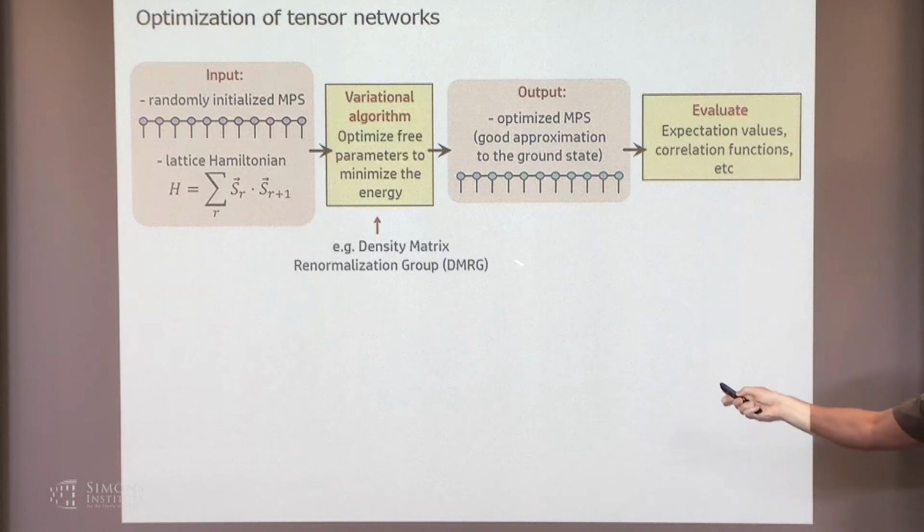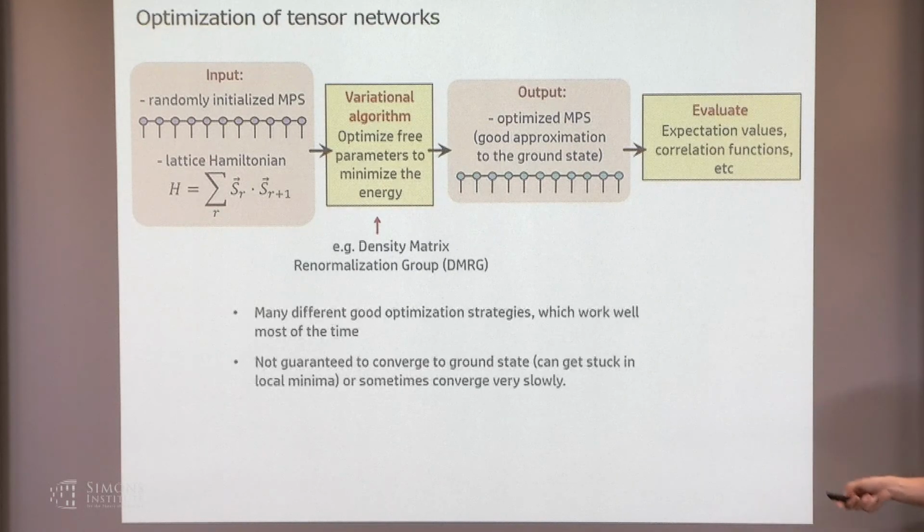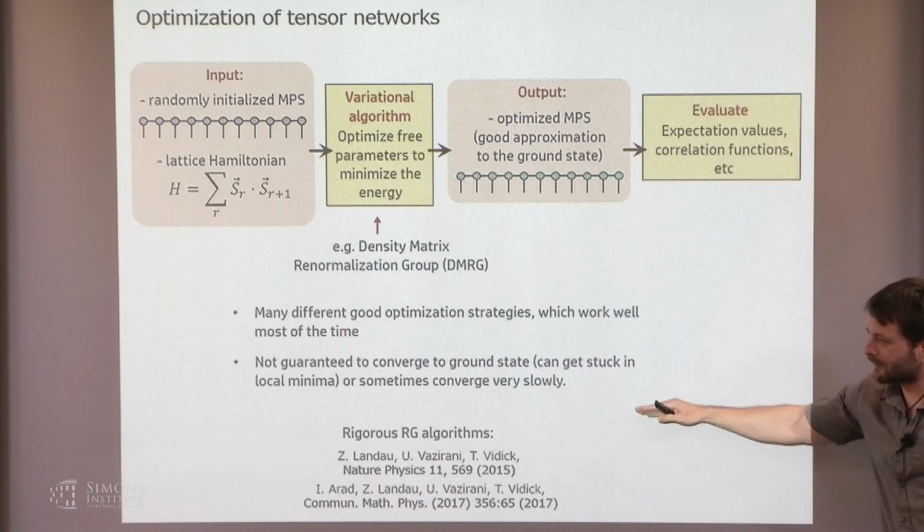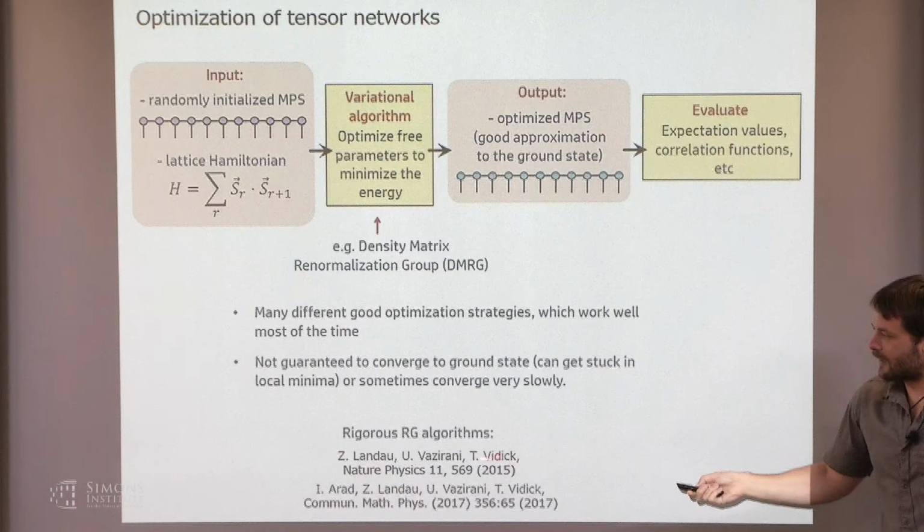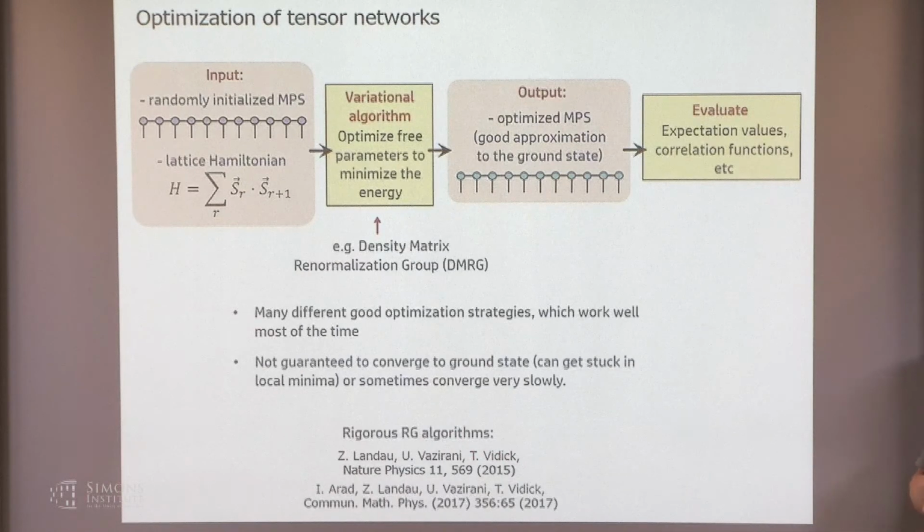So DMRG is the most widely used and probably the first good algorithm to do this optimization. In practice, this works very well. There are many other things you can do here as well. This is not guaranteed to converge to the ground state. You can have examples where this gets stuck in local minima. You have ways of trying to avoid this, but there is also some very nice work, rigorous RG algorithms by Vidick, Vazirani, Landau, and company that do provably converge. These are not variational methods over MPS as I understand them, but related to this.